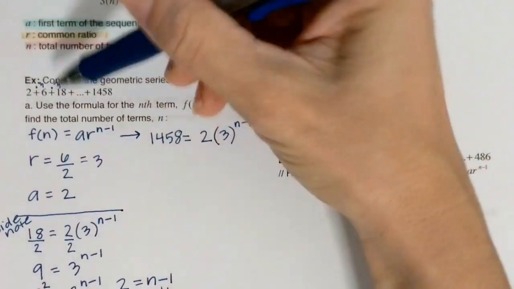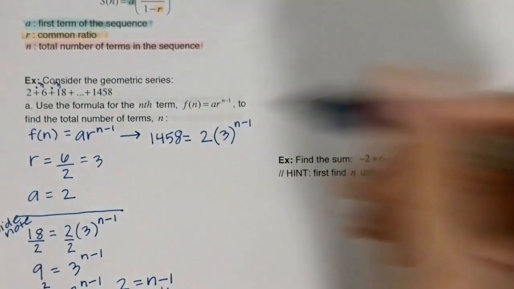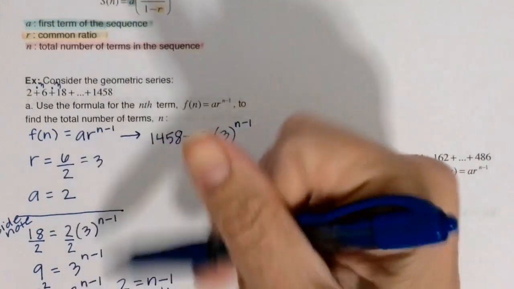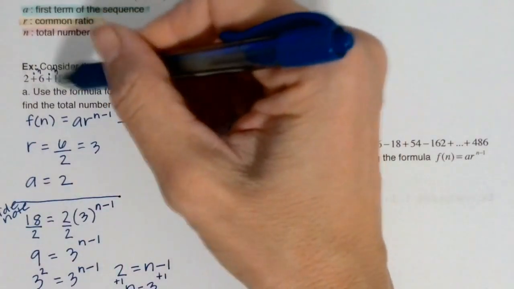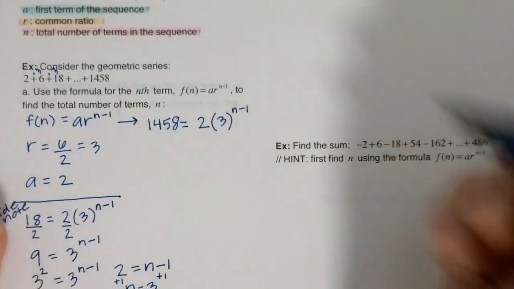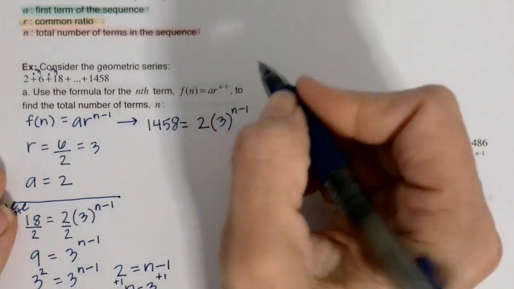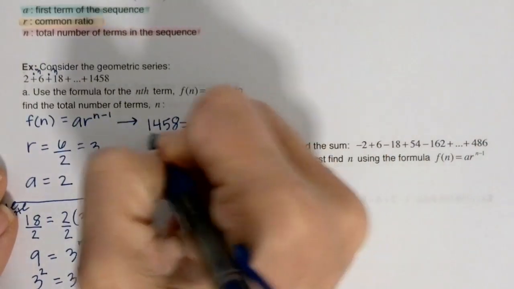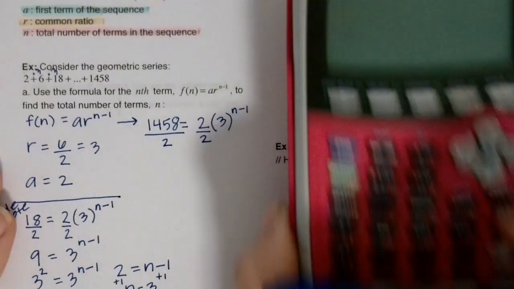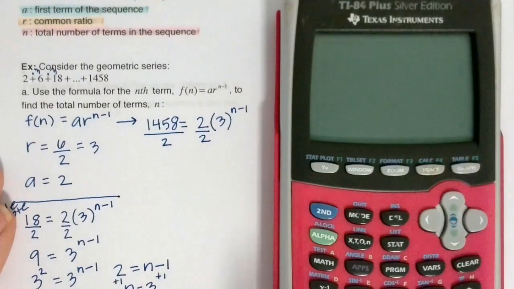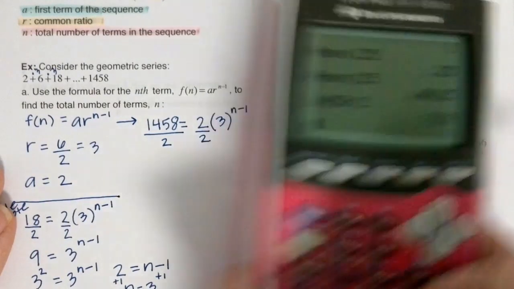So is 18 the third term? 1, 2, 3. Yes, it is. So that's what we're going to be doing right here. I just wanted you guys to see that with something that you could already know was the third term, just to check it out. But now we're going to be doing it with this guy. So the first step is going to be to divide by 2. If you have your calculators, you can go ahead and use those. If you don't, you're going to want to go grab one. So 1458 divided by 2 is 729.